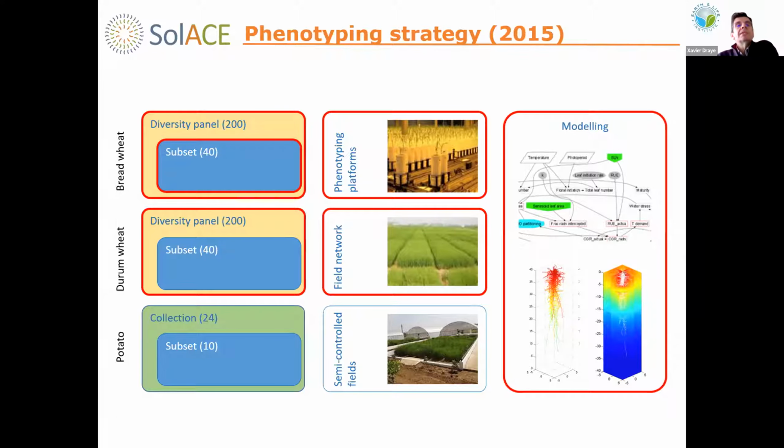We knew we would face some challenge in connecting information coming from platforms in controlled conditions, on very detailed traits and younger plants, with the response of the same genotypes in field conditions. Because of that, we were all convinced that one way to connect these different variables was to use a model, and to develop a new kind of models.